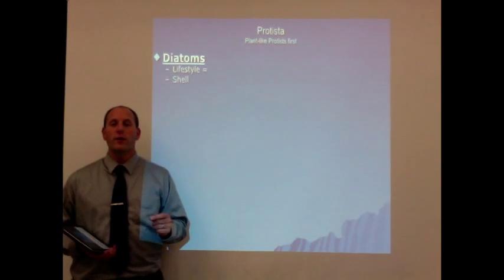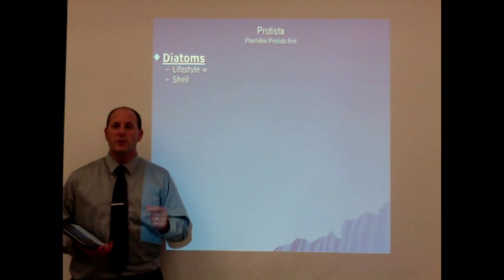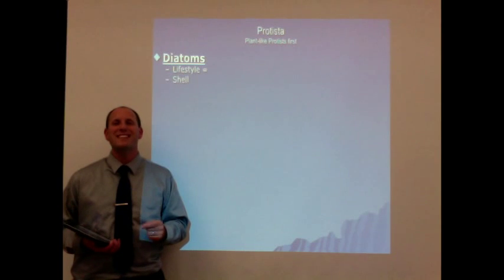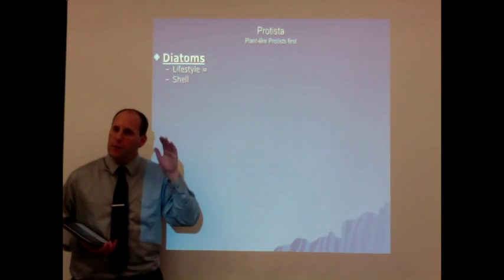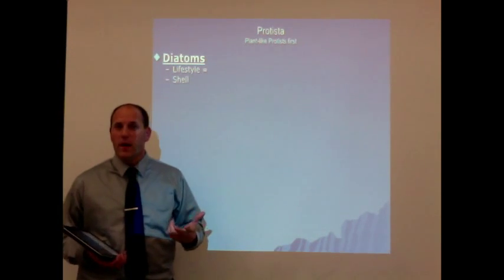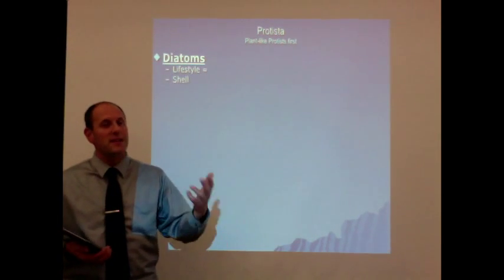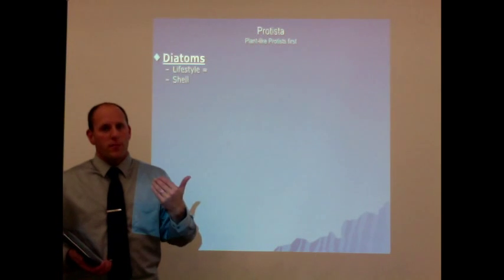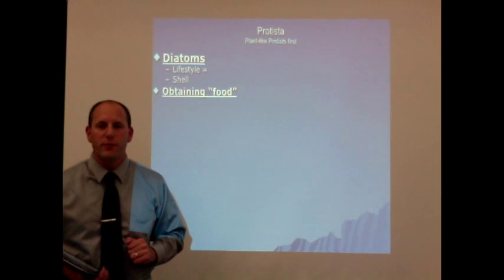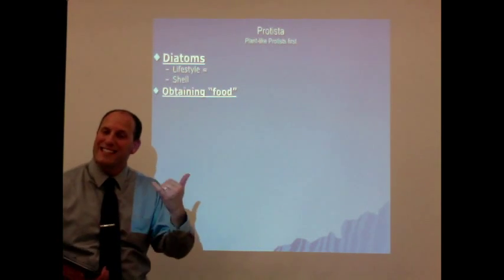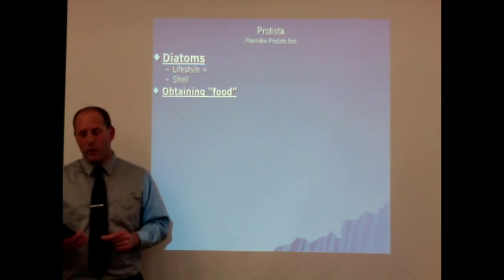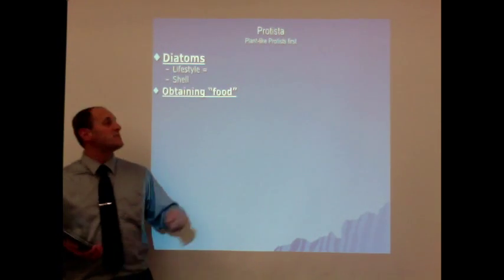Now, that glass is important because when you think about windows and you think about glass, one of the characteristics of that particular substance is it allows light to pass through it. And their shells are made up of this substance that allows light to pass through it. Pretty important in how they're actually obtaining food. Allowing that light to pass into the cell allows them to do photosynthesis. So these particular organisms are doing photosynthesis to get food.